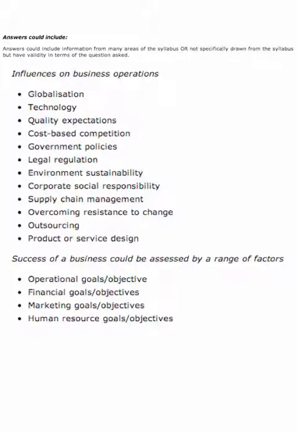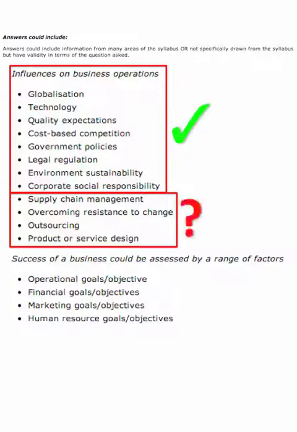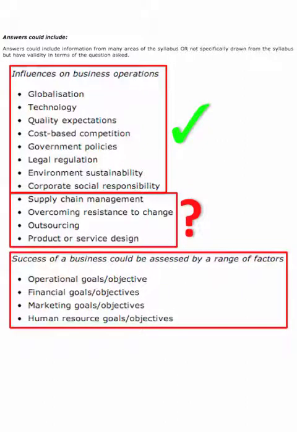Now, when you go to the marking guidelines, they're going to say answers could include, and then you've got those influences, right? So those 8 things, those influences. But you'll also see that you've got supply chain management and outsourcing. Now, those are not in the influences section. Then right down the bottom, you've got success of a business could be assessed by a range of factors. So you've got operational goals, but you could have financial goals, you could have marketing goals, you could have human resource goals. Now those are not in the influences section.